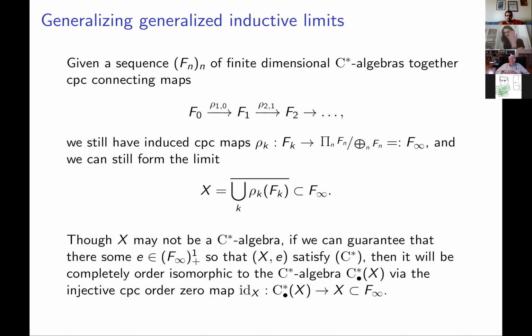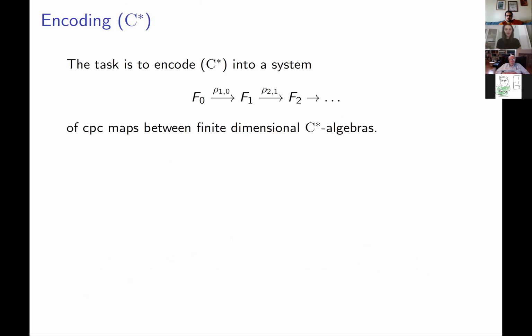Right, so again, though X might not be a C-star algebra, if we can guarantee that there is some positive contraction in this F infinity so that X with this E satisfies C-star, then it will be completely order isomorphic to the C-star algebra, C-star X bullet, via that injective CPC order zero map. So the task now is to encode C-star into this system of CPC maps between finite dimensional C-star algebras.